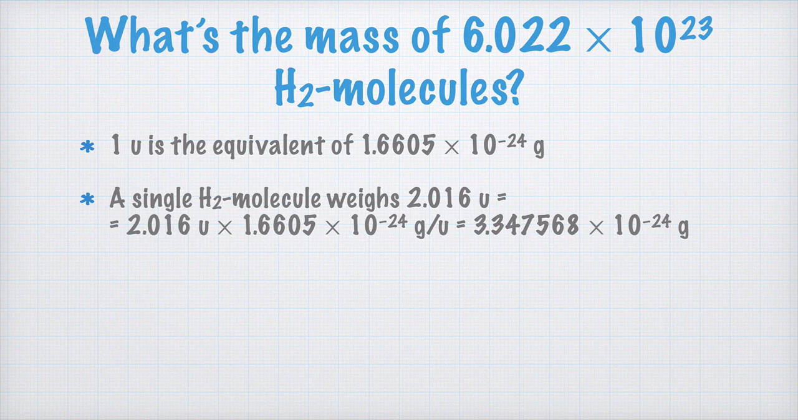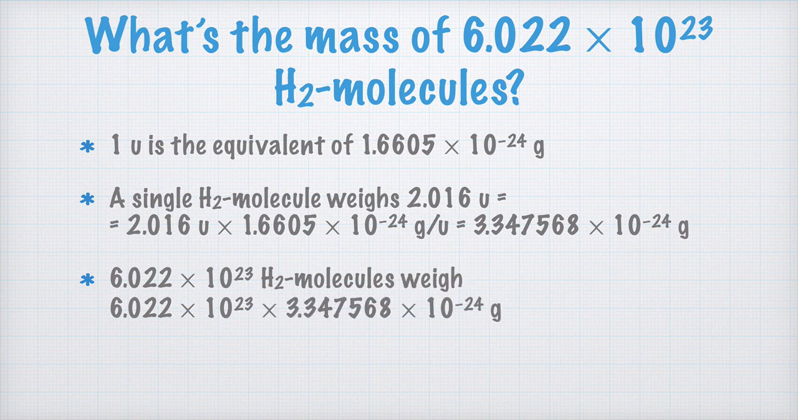But don't take my word for it. Do the calculations on your own calculator so you learn how to do these kinds of calculations. Now we know the mass of a single hydrogen molecule, but I want to know the mass of 6.022 times 10 to the 23 molecules. We multiply by 6.022 times 10 to the 23 and get that they weigh 2.015905545 grams, approximately 2.016 grams.